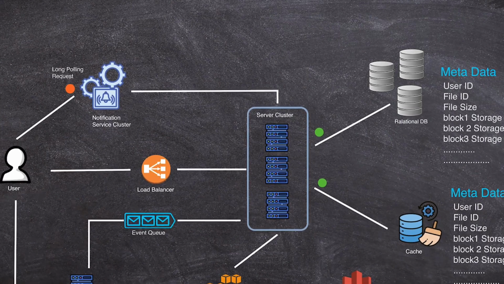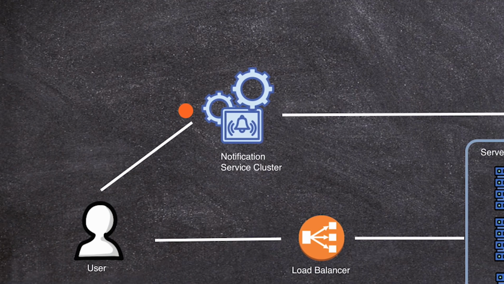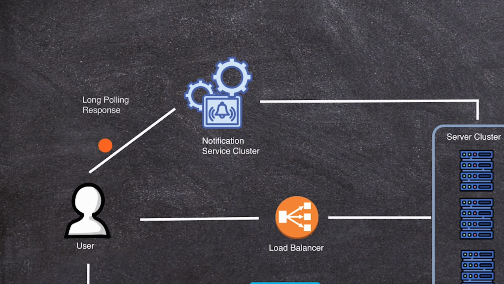Anyways, this stored block level information is later used to retrieve the files. Once the block storage locations are stored in the database and cache, the notification service listens to the update and notifies the user about the successful upload.